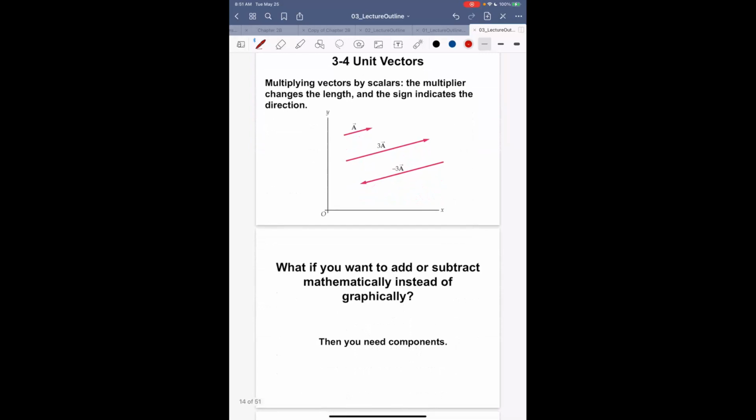Now, what if you want to add or subtract mathematically instead of graphically? The graphical method is a very tedious method because you must have a ruler, you must have a map scale, you must have a very sharp pencil, you must have a protractor, and it's going to be so annoying. And this is the reason why we need to add by component.